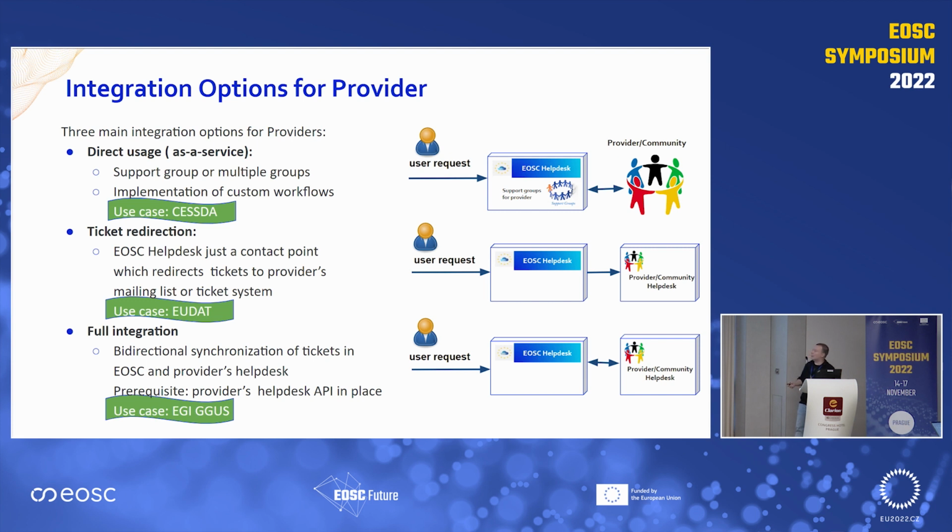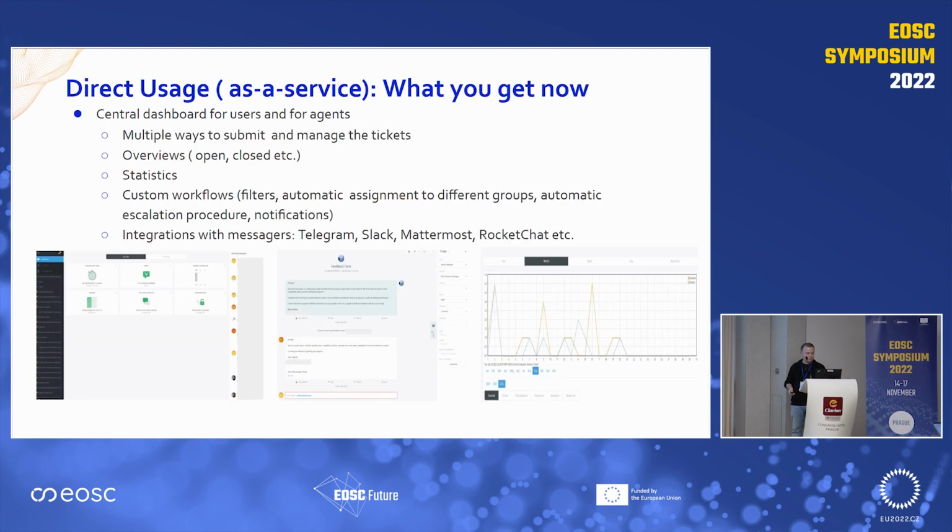To bring it all together, we can define three main integration scenarios. The first is direct usage, so the help desk as a service. The second is ticket redirection, which is the simplest integration way, where the ticket is basically redirected to the help desk of the community. The third is full integration, where the community already has a help desk, and it's just a matter of integration to synchronize tickets in both systems. Both help desks will be synchronized, and the tickets can be visible in both systems.